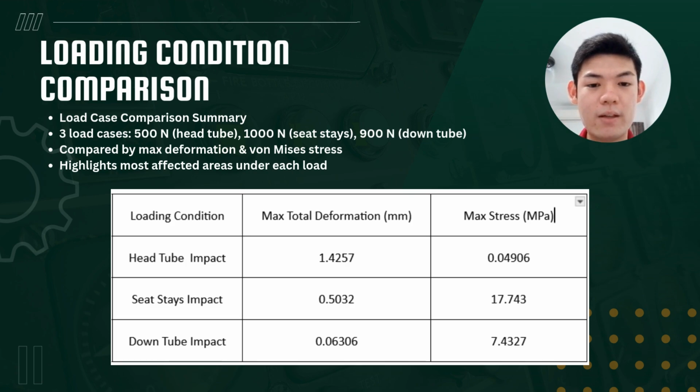but it has a lower maximum total deformation value, which is 0.5032. So for the factor of safety, we will choose the highest value of maximum stress. From the result, we choose the 17.743 megapascal value, which is the seat stay impact loading condition.